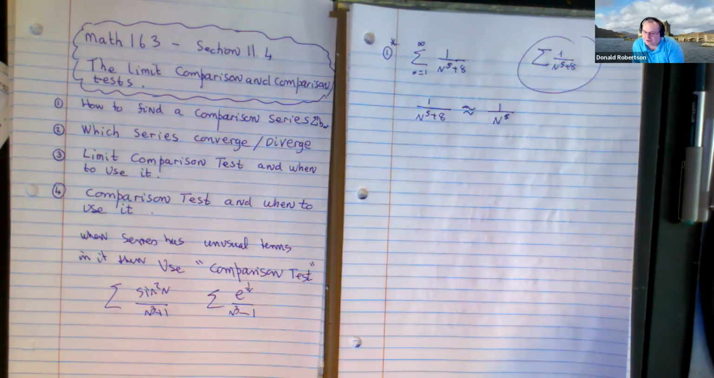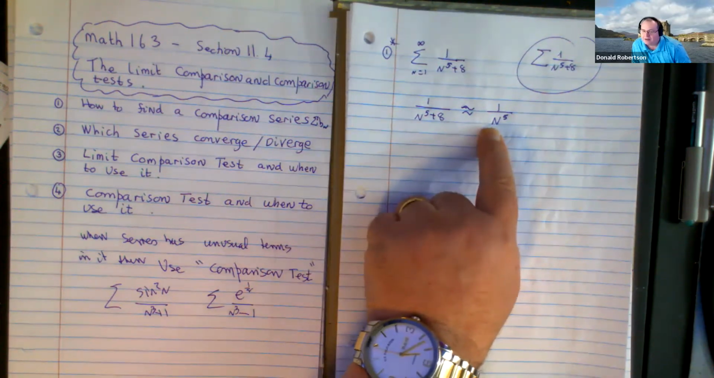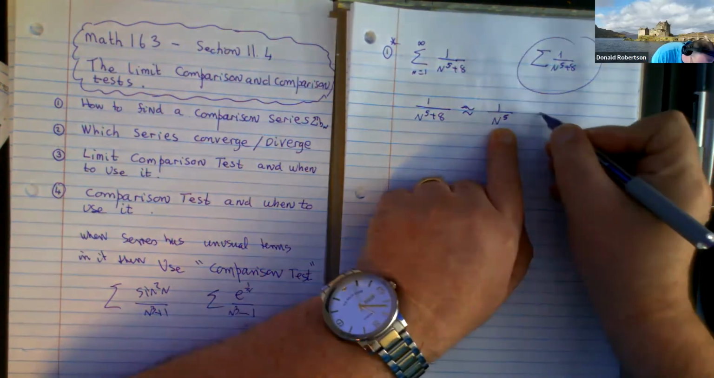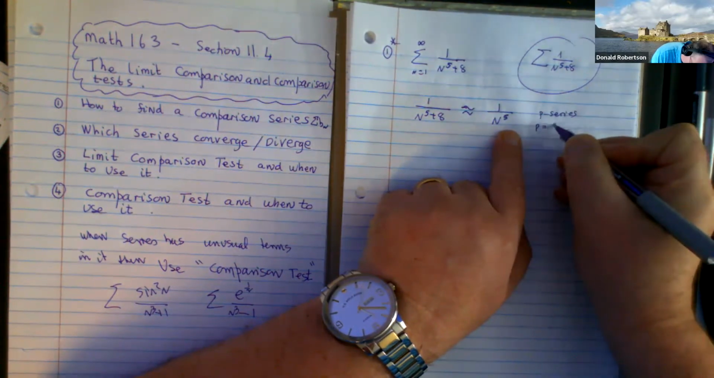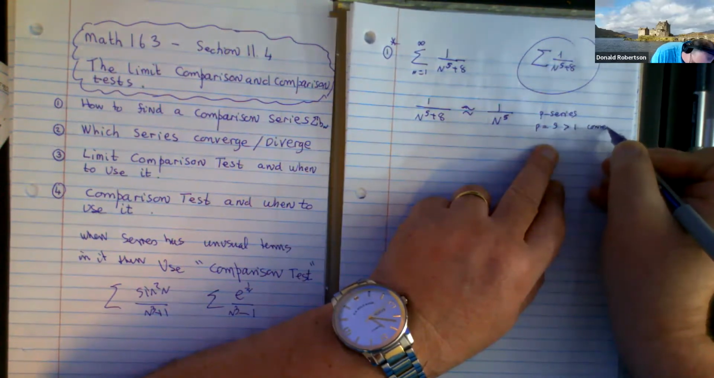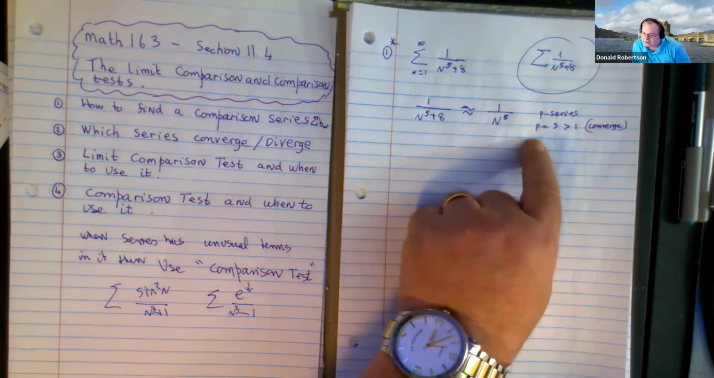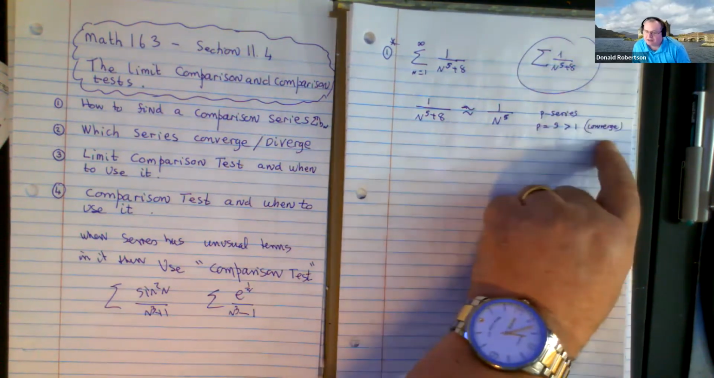The top's still 1 and the biggest power is n to the 5. So far, so good? Are you comfortable with the comparison? That's a p-series, isn't it? It's a p-series. P is equal to 5. And since that's greater than 1, I know that it's going to converge. So now I have to prove it. If the P is bigger than 1, it converges. If it's less than or equal to 1, it diverges.